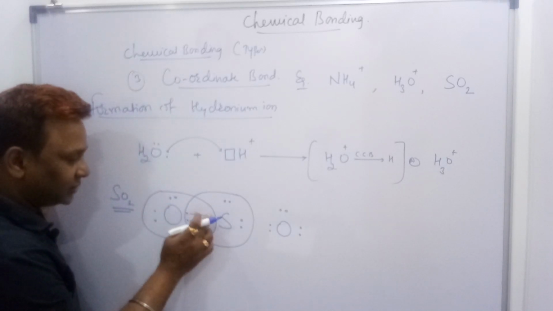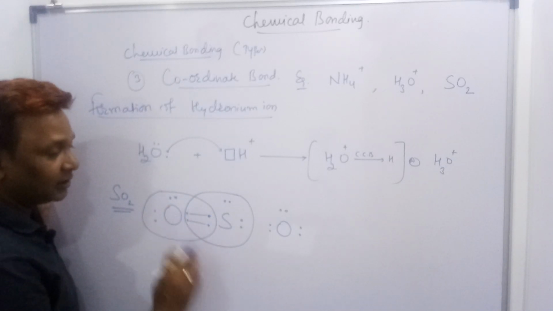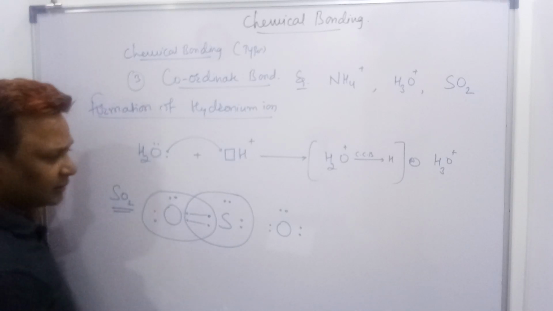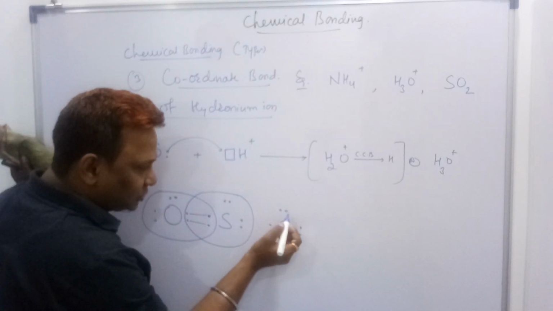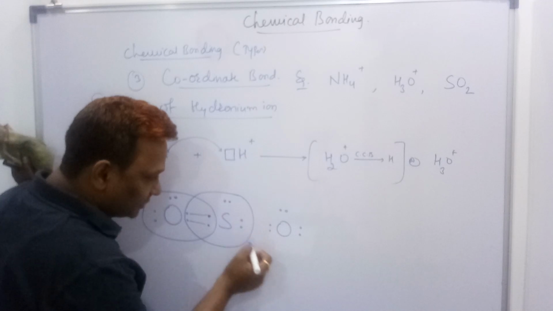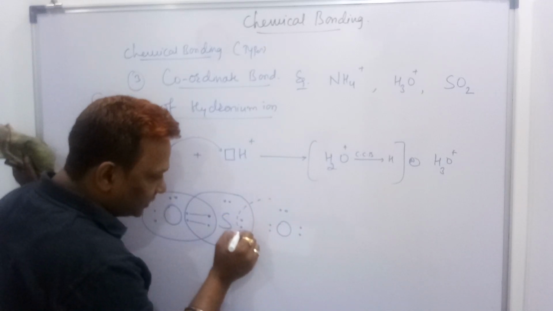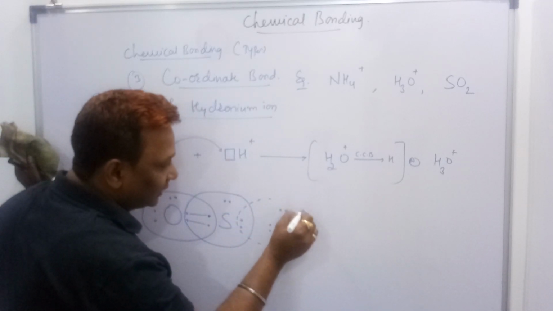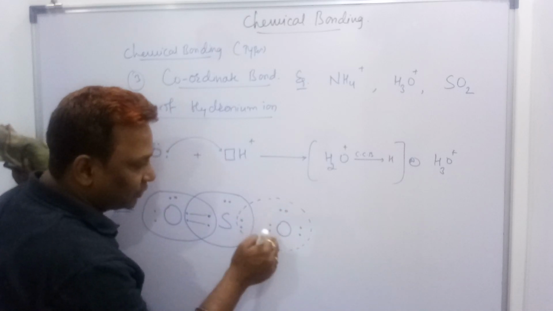Oxygen: 2, 4, 6 plus 2, 8. They both completed their octet. If we think of the oxygen atom sharing 2 electrons from sulfur, suppose it is going to share these 2 electrons from the sulfur, it will have 2, 4, 6 plus 2, and oxygen completes its octet.